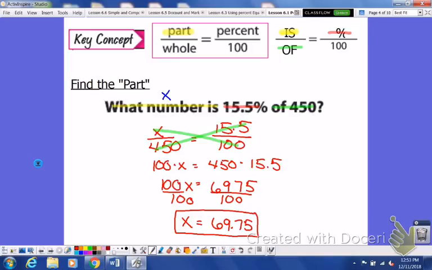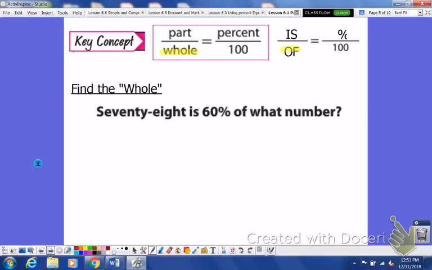Okay, so we found a percent, we found a part. Last piece would be to find our whole. So if I go through, highlight some things for you here. 78 is our numerator. 60%, numerator on the other side. And then of what number? So of denominator, and then since it's what number, there's your variable.